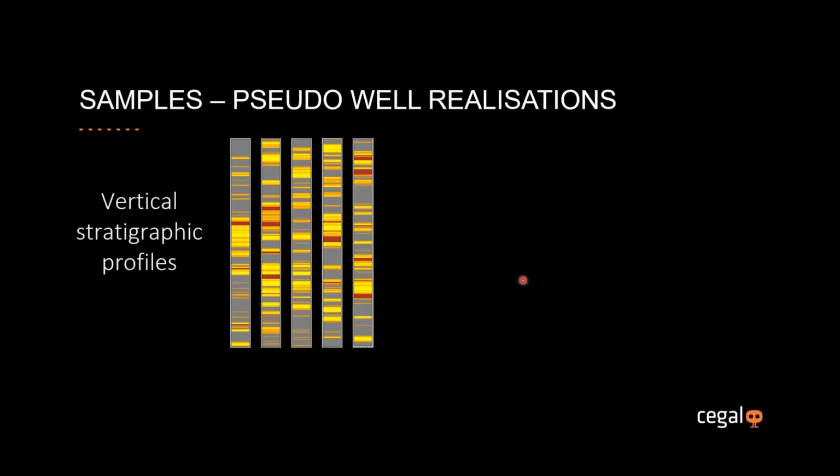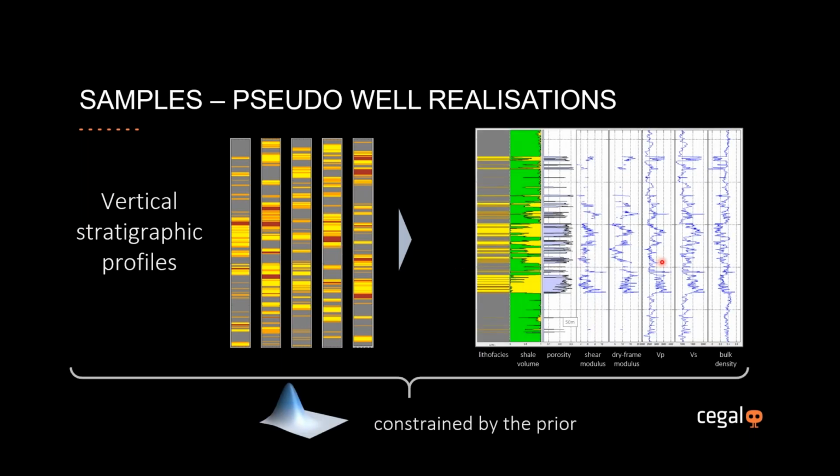Samples are pseudo-well realizations. It all starts with the stratigraphic profiles, created using a Markov chain using two matrices, bed thickness and transition from one facies to another. Those matrices are created using all the prior information, so well logs, geological knowledge, and so on. After the creation of the stratigraphic profile, the full suite of logs is created using the rock physics models, and everything is constrained by the prior.